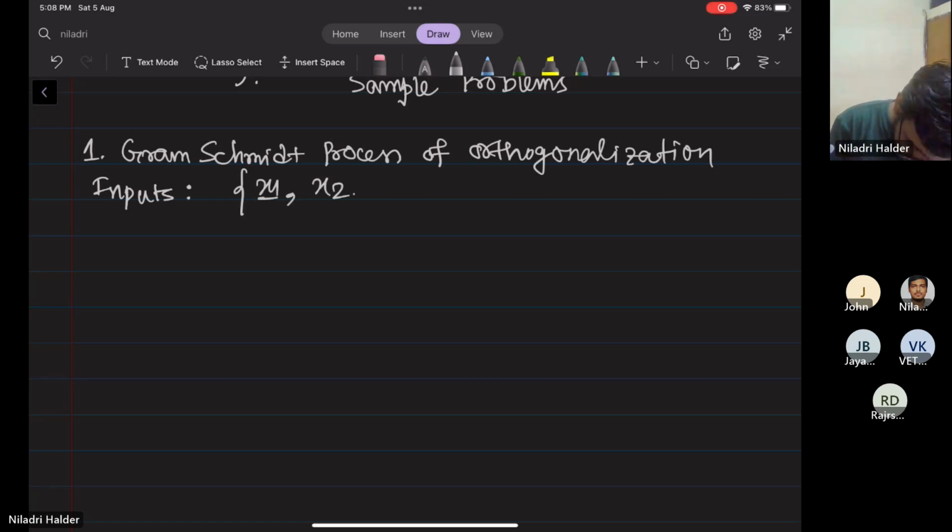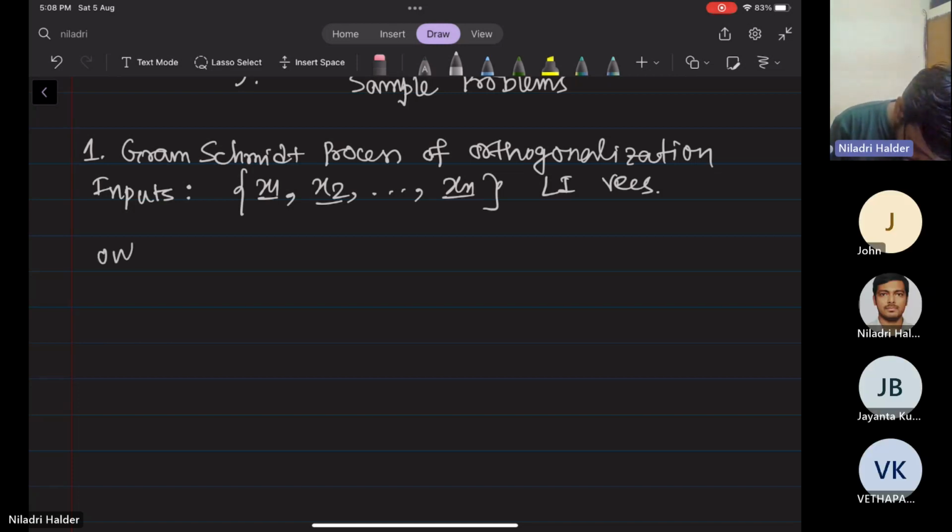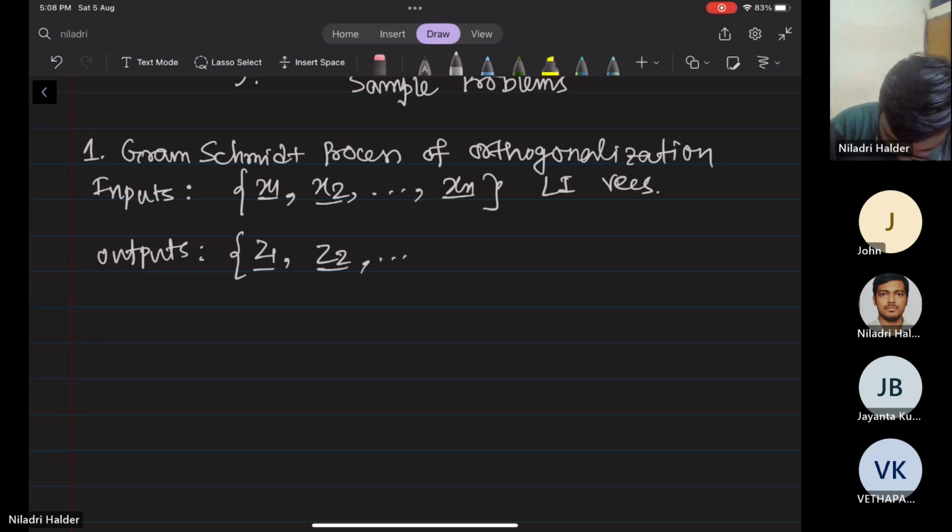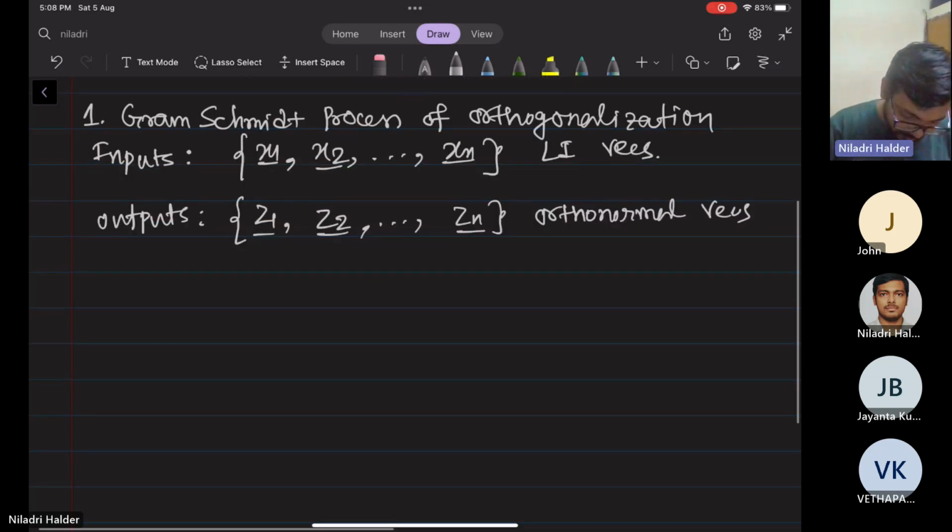x1 to xn. So these are the linearly independent vectors. Then we can produce outputs as z1, z2, ..., zn, which are orthonormal vectors. So the process is as follows.